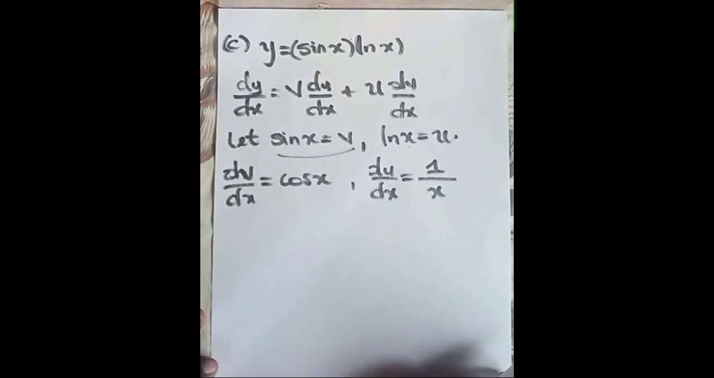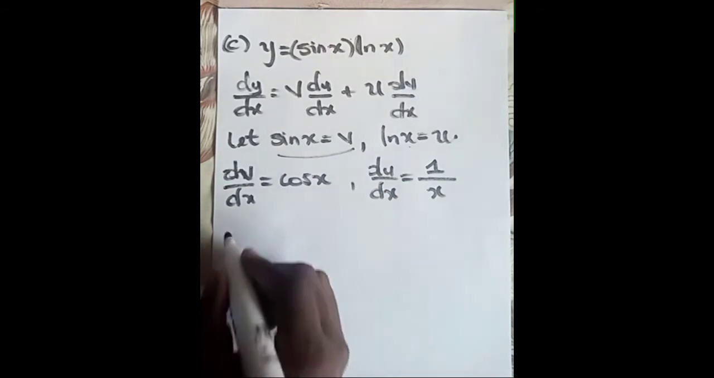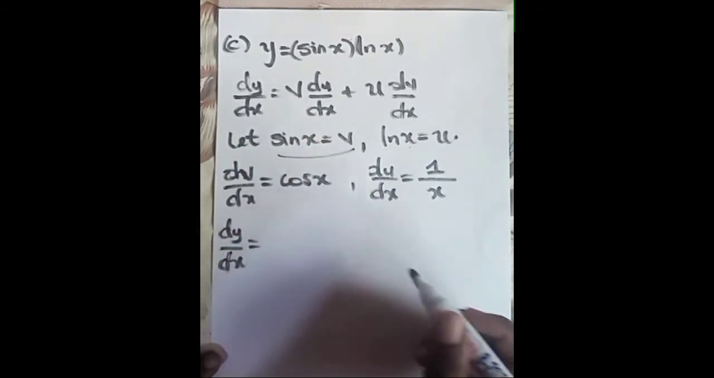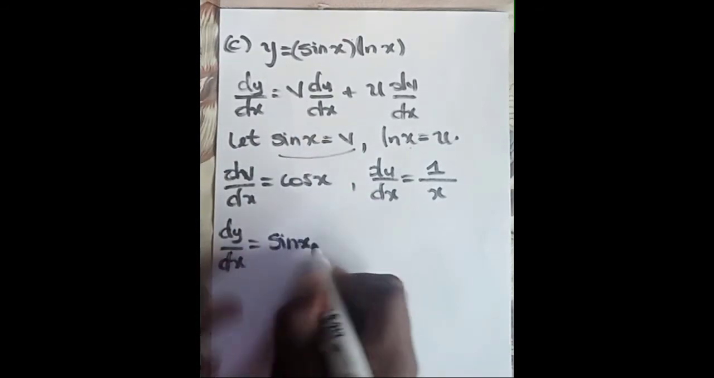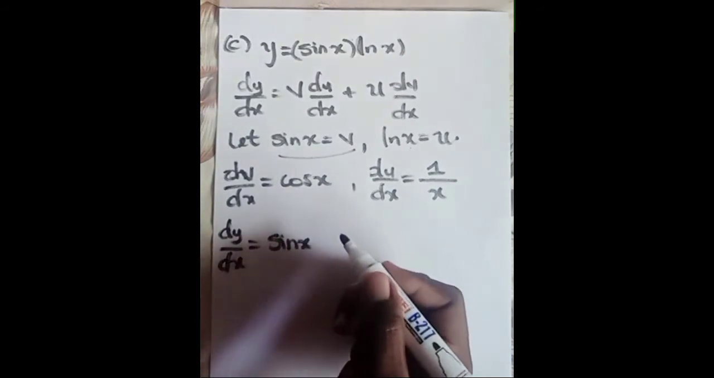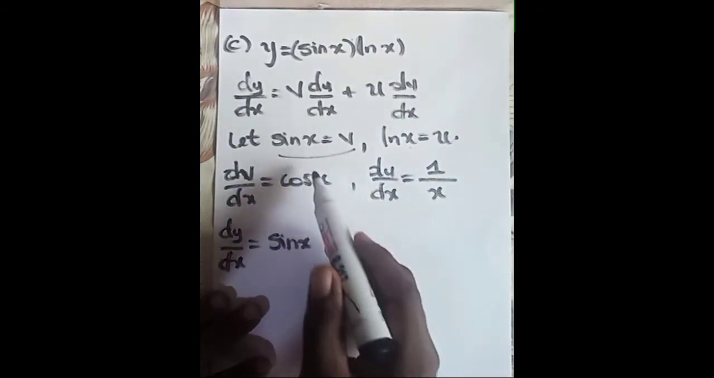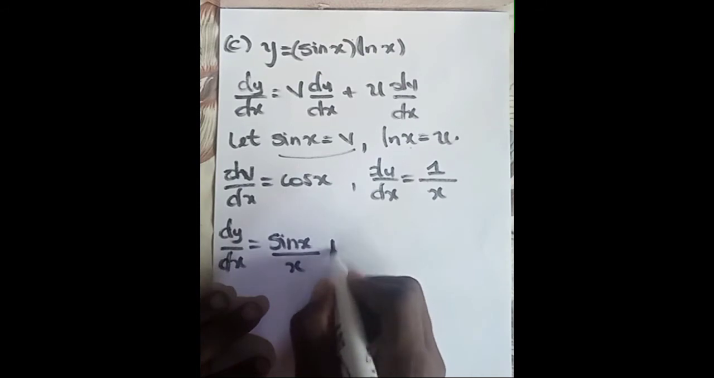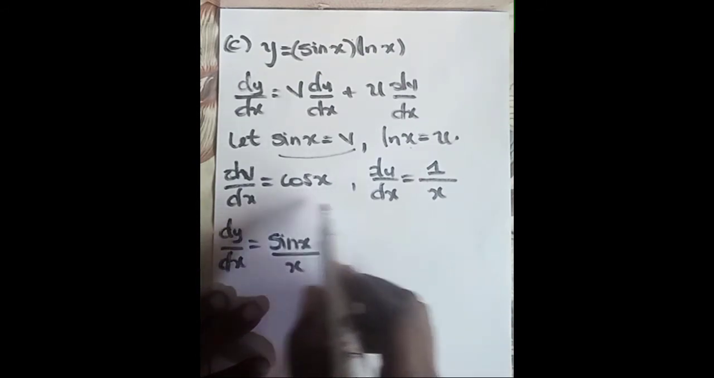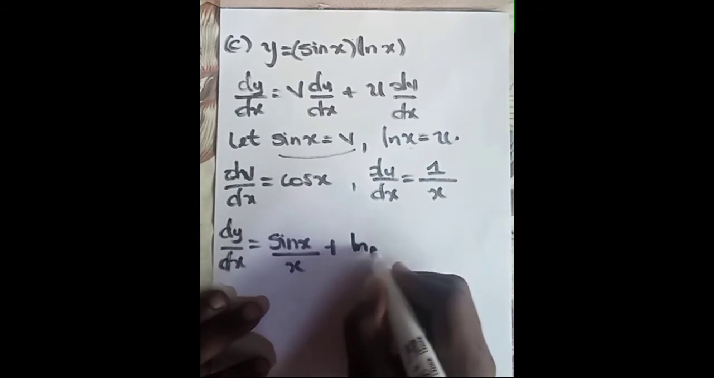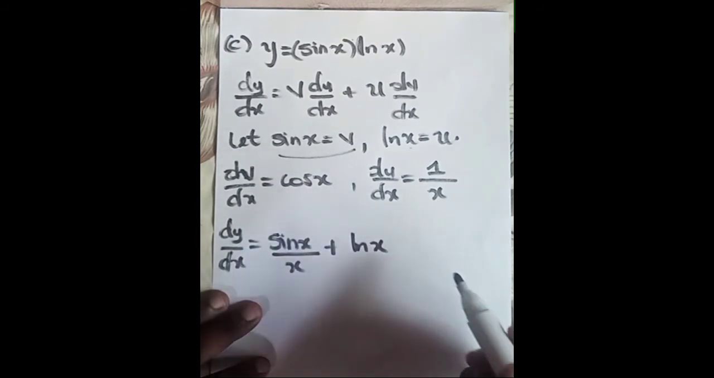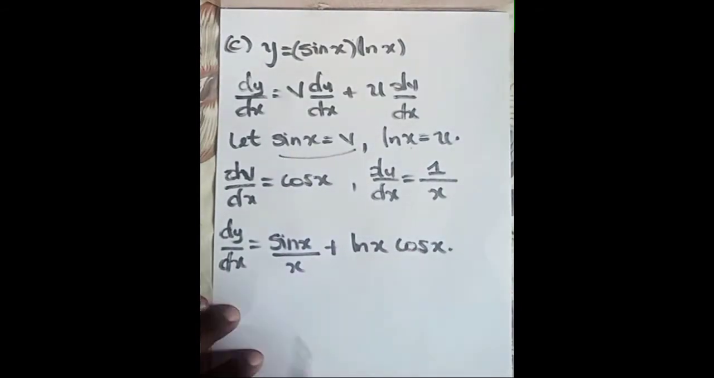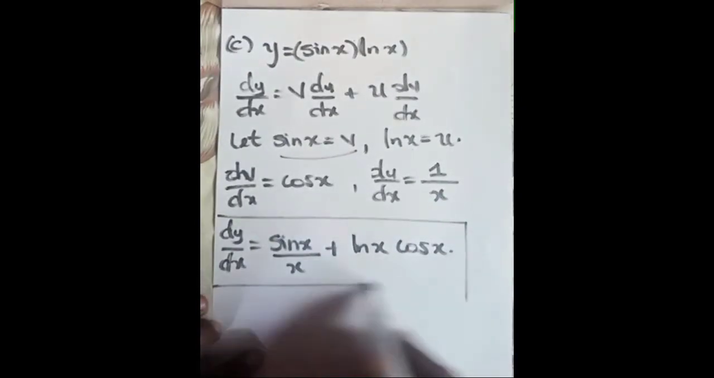Let's apply our formula now to see how it goes. Now we have dy by dx, which says v du dx. What is v? v is sine x multiplying with du by dx, which is 1 on x. The x's cancel. Then plus u. What is u? u is ln x. That's ln x multiplying with dv by dx, which is cos x. So ln x cos x. And that is it for the derivative of that function.